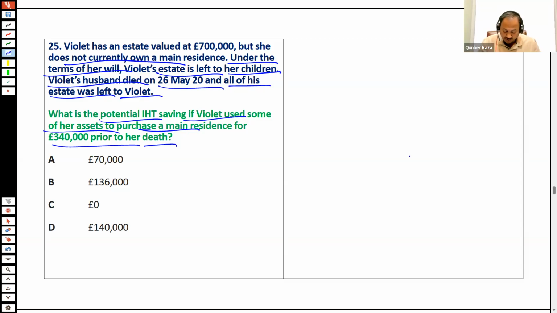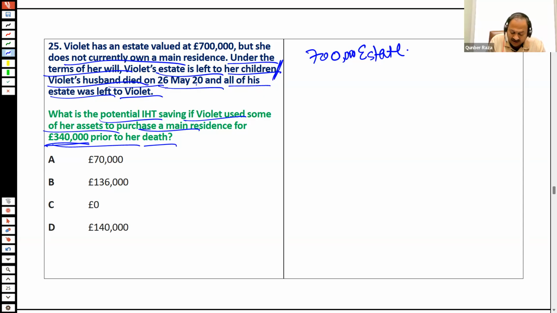Interesting question. The question is, how much IHT would be saved if she purchased a main residence for 340,000? Her current estate is 700,000, but she does not currently own a main residence. Under the terms of her will, Violet's estate is left equally to her children. All of her estate would be left to children.